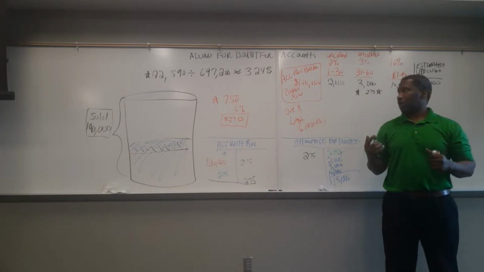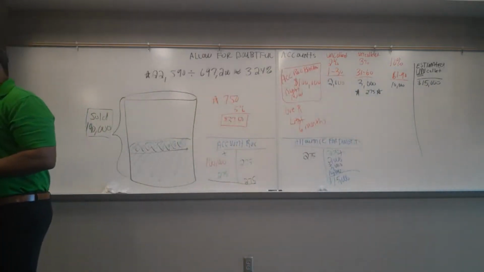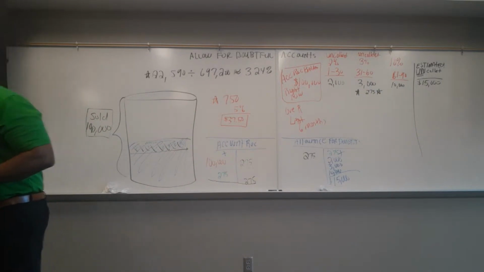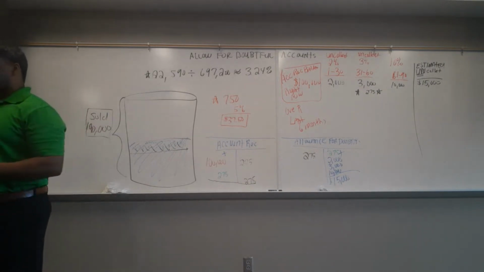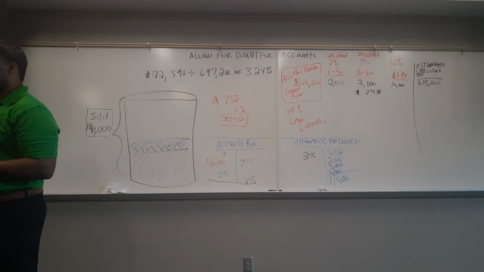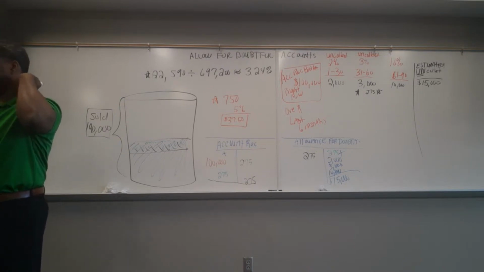Okay. Now we can look at the problem. We can look at the exact words of the problem here. This is brief exercise 8.4. At the beginning of the year, they had an accounts receivable balance of $697,200. And they had an allowance account for $22,590.